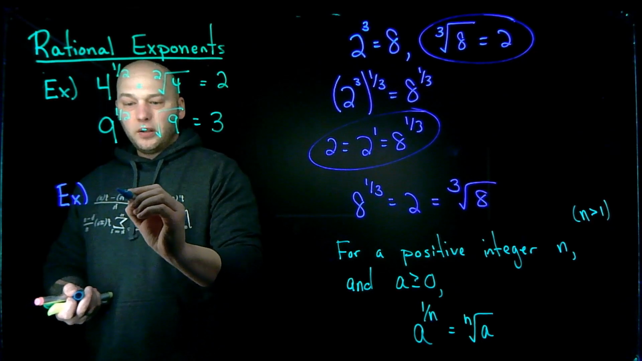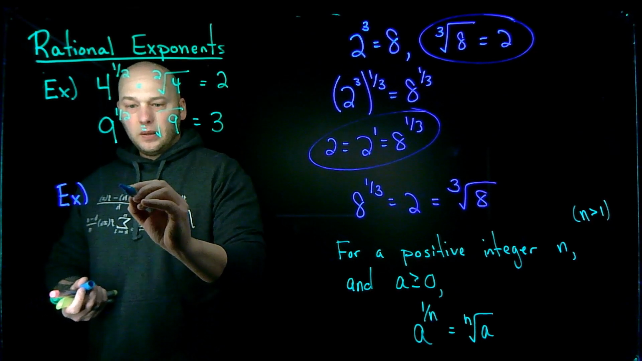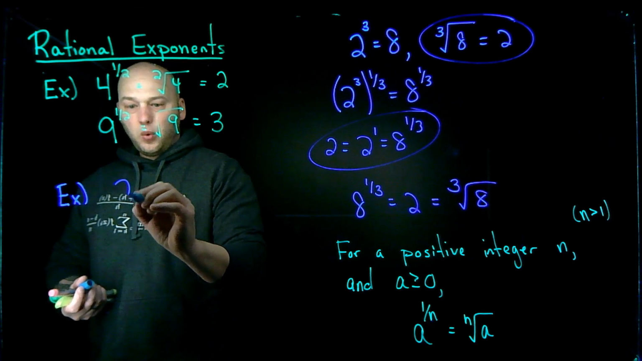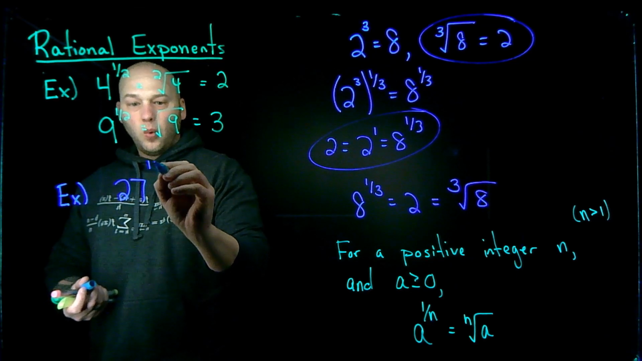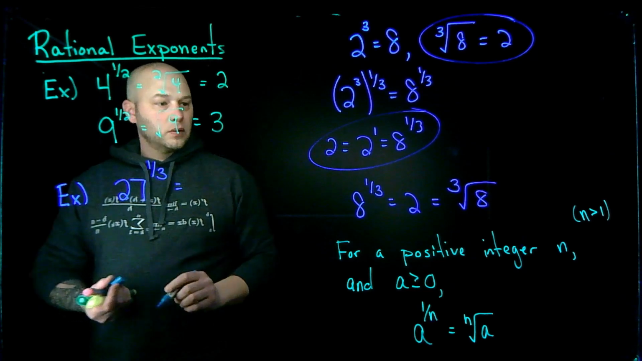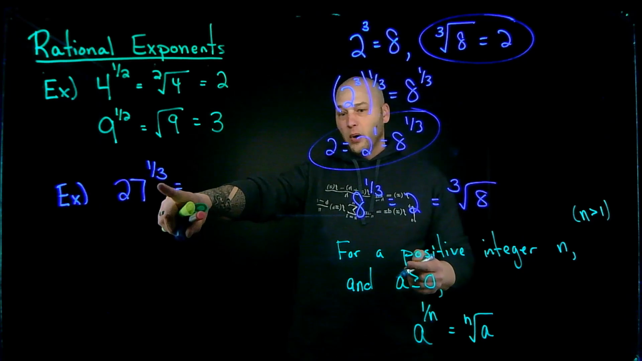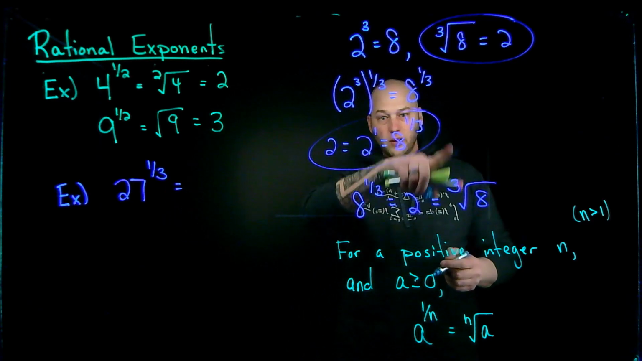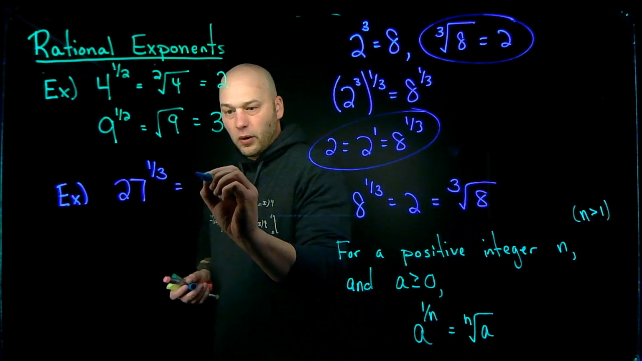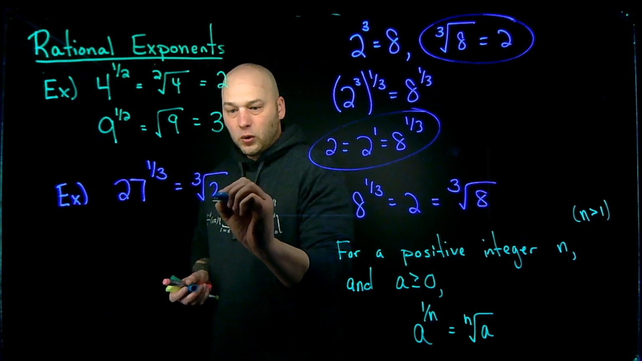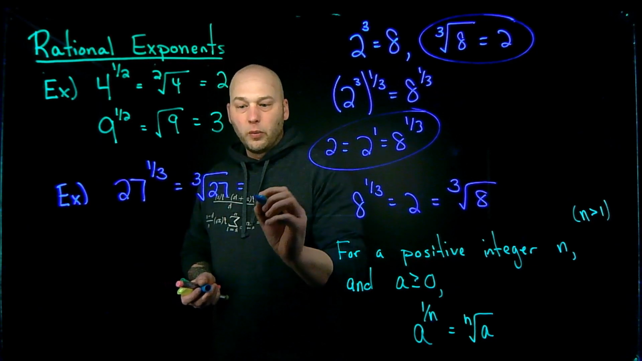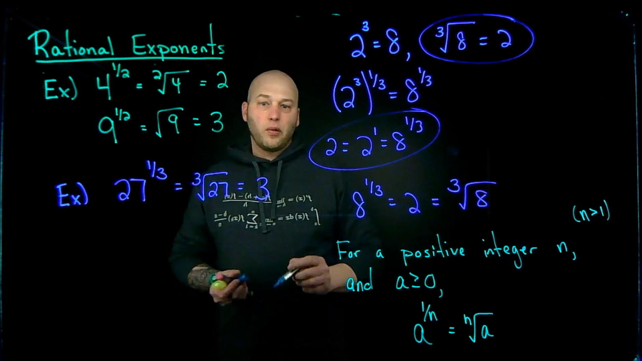Let's say I wanted to do 27 to the 1/3. Well, remember the 1/3 power is the same thing as a cube root. We saw this with this initial example. So that would be the cube root of 27. And of course, the cube root of 27 is 3.